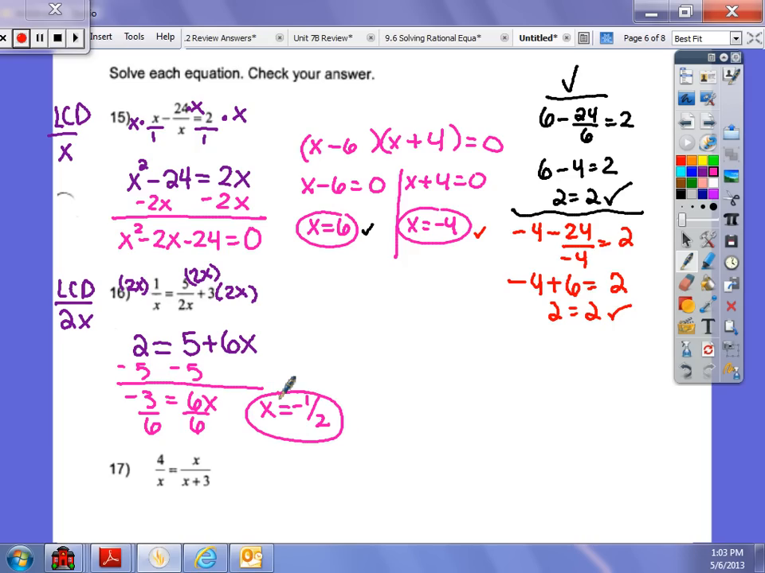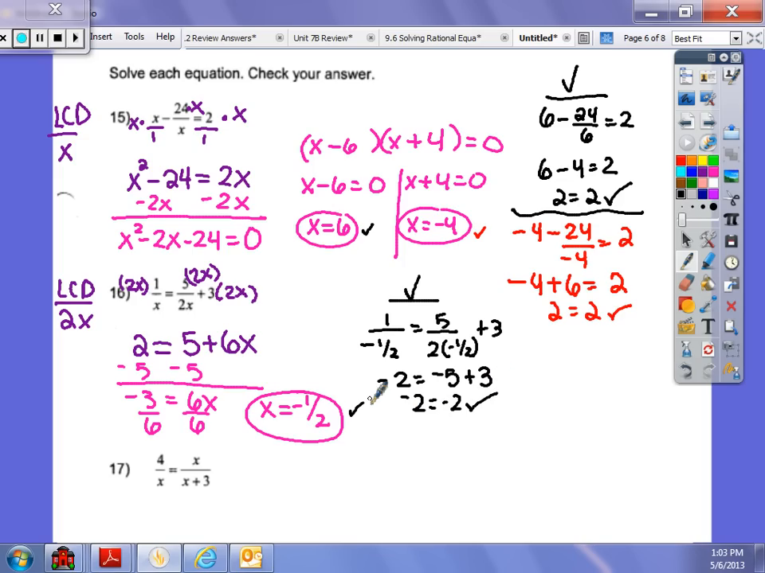Alright, so now we're going to check that. So we have 1 over negative 1/2 equals 5 over 2 times negative 1/2 plus 3. Well, if you put that in your calculator, you end up getting negative 2. And 5 divided by 2 times negative 1/2 will give you negative 5. So negative 5 plus 3 is negative 2. This checks out, which means that checks out.